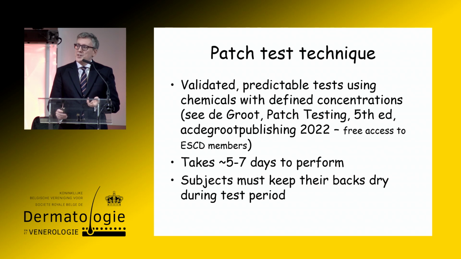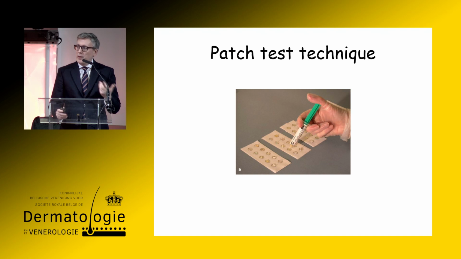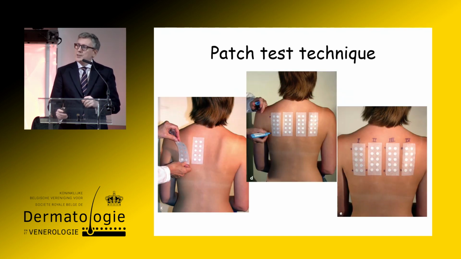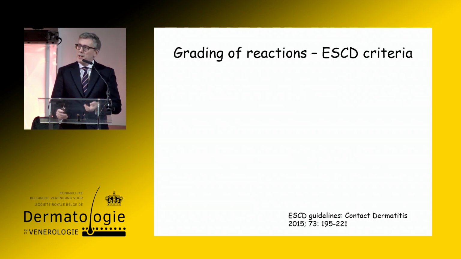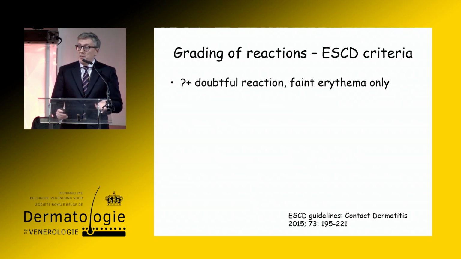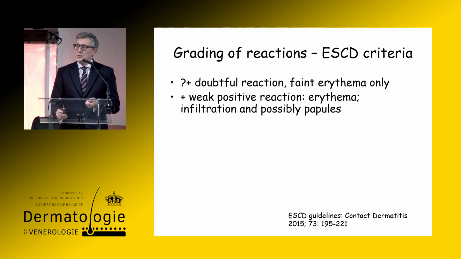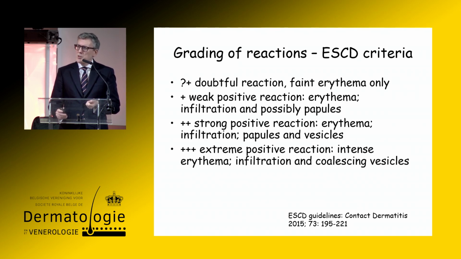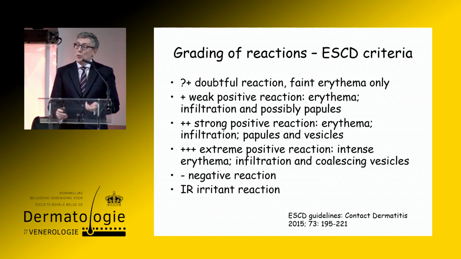The testing takes 5 to 7 days to perform, and the subjects have to keep their back dry, like ordinary patch testing. So we put all the chemicals in and use a micropipette for liquids, and we're putting them on the back, and then you mark the back, just as for ordinary patch testing. There are obviously ESCD guidelines for good patch test technique if anybody wants to look at those. And there are also recommendations about grading the testing, so doubtful reaction, weak positive, strong positive, and a bullous reaction. And these are the same as for ordinary patch testing. You all have been exposed to this or will be at some point in your training. Of course, you can have a negative reaction or an irritant reaction as well.